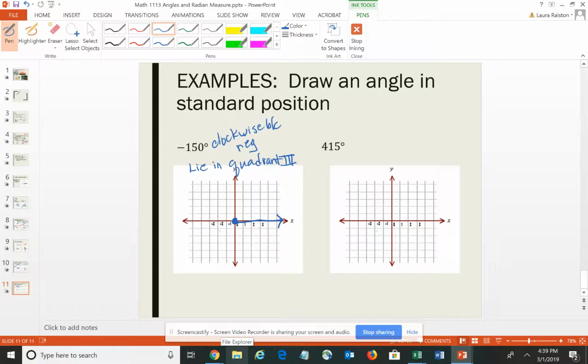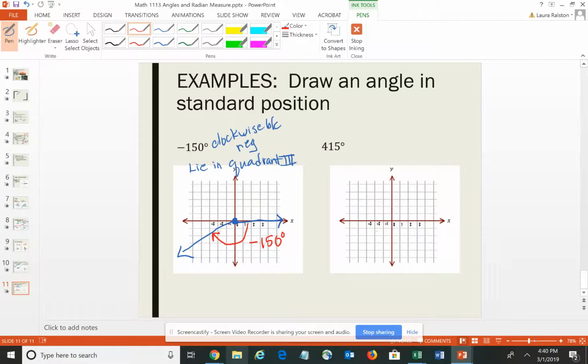So if I start rotating, I go down to 90 degrees. If I go all the way back to the x-axis, it's going to be 180. So it's not quite 180. So again, I'm estimating. I want to show the rotation. Okay, so I'm going to rotate clockwise, and this is approximately negative 150 degrees.